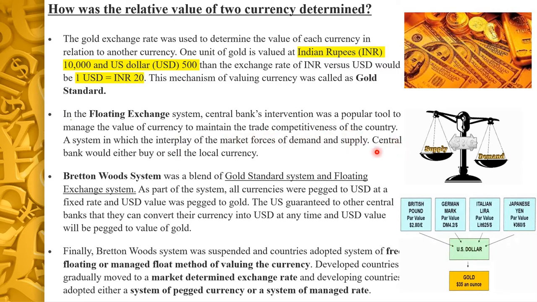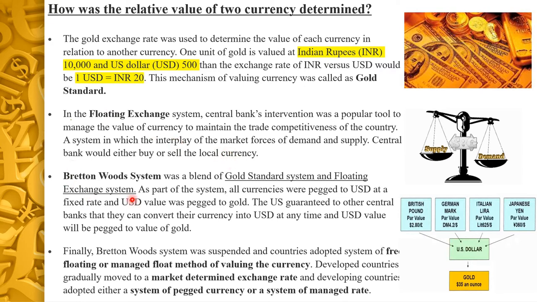So suppose the Central Bank of India, which is RBI, with the intention to control the value of INR, would either buy or sell the INR, which is the local currency, in open market operation in order to maintain the trade competitiveness of India and to maintain the value of the currency in the global market.